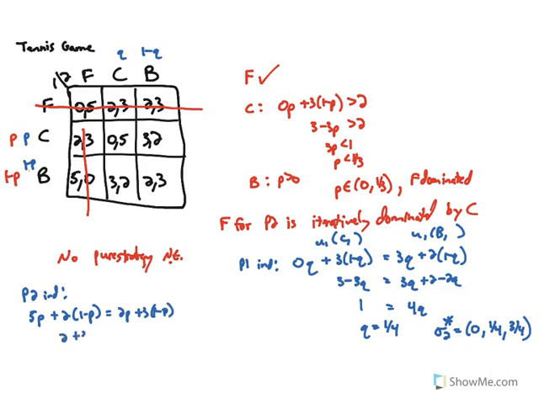Alright, 2 plus 3P has to equal 3 minus P. So we're going to get 4P equals 1, or P equals 1/4. Okay? And so also here, sigma 1 star is equal to 0, 1/4, 3/4.